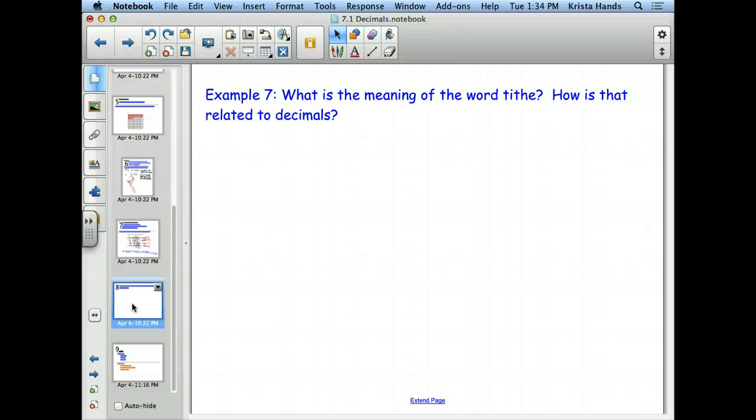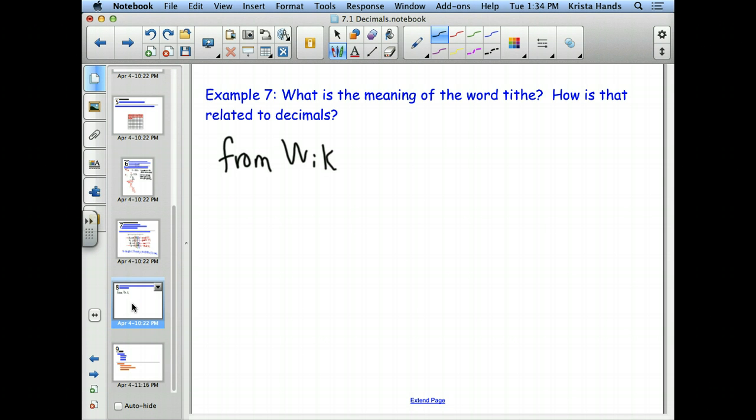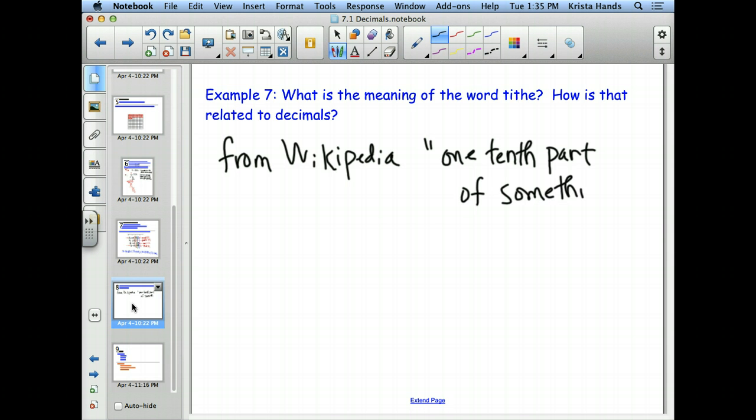1/10. That's exactly right. So if you look at this, I know that this is not the most accurate source of everything possible, but from Wikipedia, this means 1/10 part of something. So you've heard it, Hannah mentioned in reference to money. That's where we use it mostly when we talk about it in relation to church, right? 1/10 of your income that you put your tithe in the offering plate.